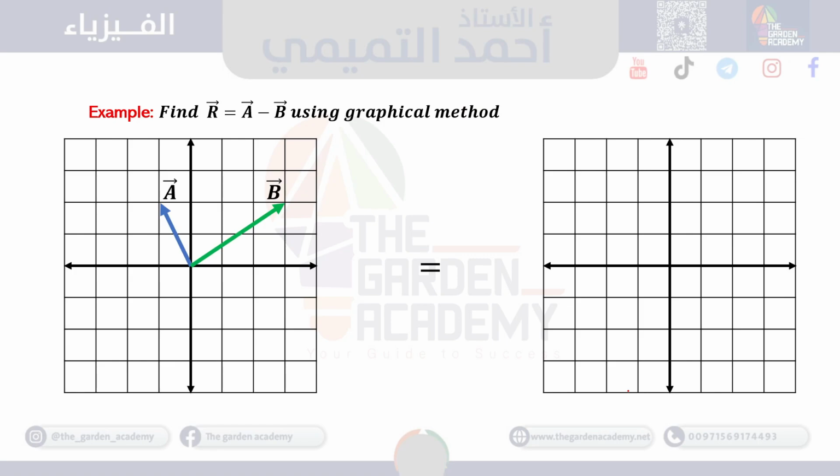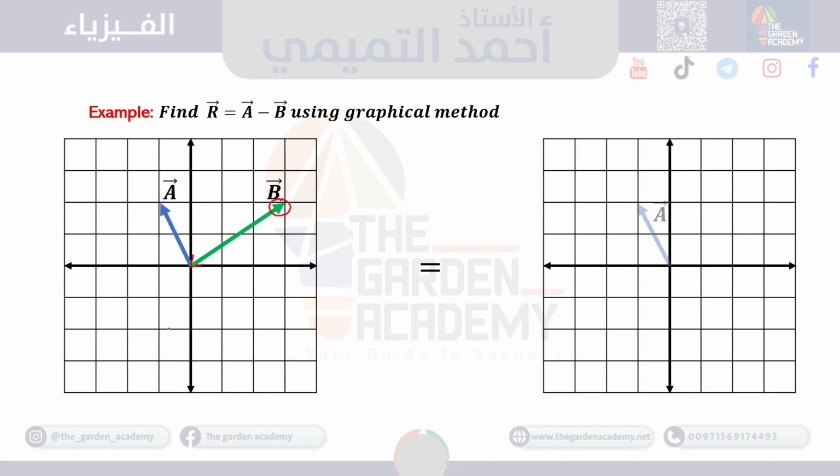Let's take another example. بحكينا الآن find R which is equal to A minus B using graphical method. الآن as you can see here we have a minus. الماينس شو بتعمل؟ It will flip the direction of B. أيوة، فبالتالي ما هو بتختلف عند الكلام نفس الخطوات، لكن بدل ما تكون عندي البي بهذا الدايركشن راح يصير عندي الهيد مقلوب. It will be reversed. It will become in this direction.